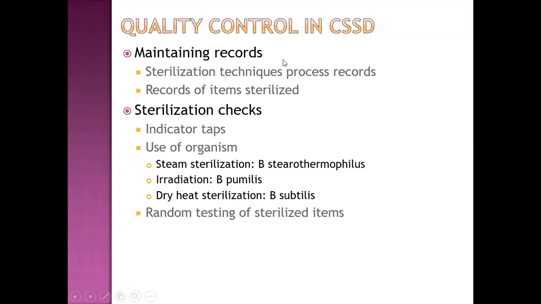Then quality control in CSSD includes maintaining records of the sterilization process and an inventory record of items sterilized. Sterilization checks include indicator tapes and use of organisms. For steam sterilization, Bacillus stearothermophilus is used. For irradiation, Bacillus pumilus is used. For dry heat sterilization, Bacillus subtilis is used. And another way to check sterilization is random testing of sterilized items.